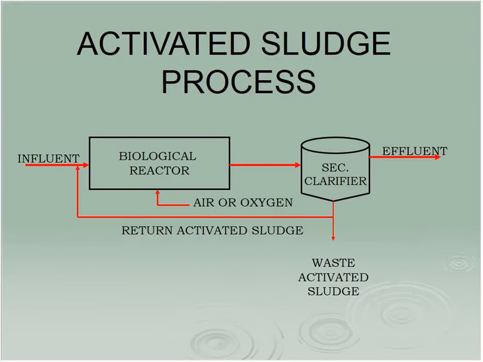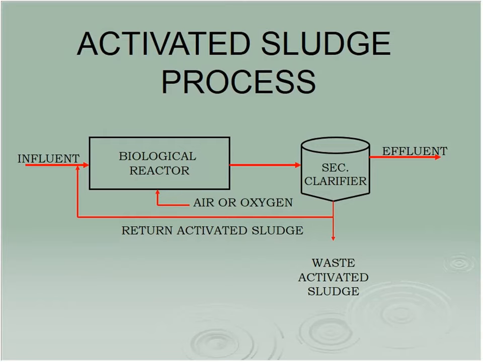So this is our very simplified process diagram. Let's see if I can get this arrow off the page. There we go. Our influent is the material coming from our primary clarifiers, the primary treatment effluent. We have what we call a biological reactor. You probably will hear the term aeration tank quite commonly if you go to a treatment facility. We want to sound technical, so we call them biological reactors.